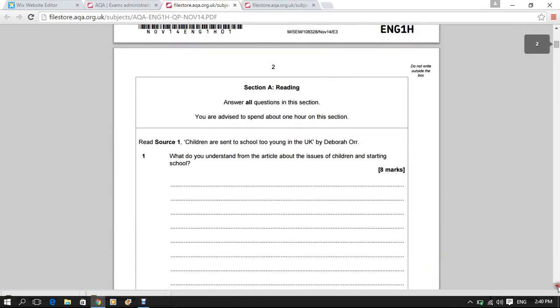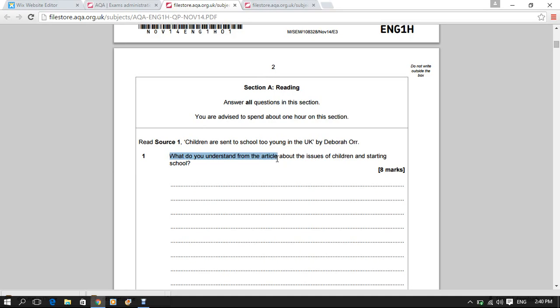So if we go back to the question paper, we'll have a look at the questions. So 2 hours and 15 for the whole paper. You get 15 minutes to read the sources we've just looked at, and then you get an hour to answer on each of the sections. So Section A reading, you get an hour on 4 questions. So question 1. Question 1 will always have these words at the beginning: What do you understand from the article about?